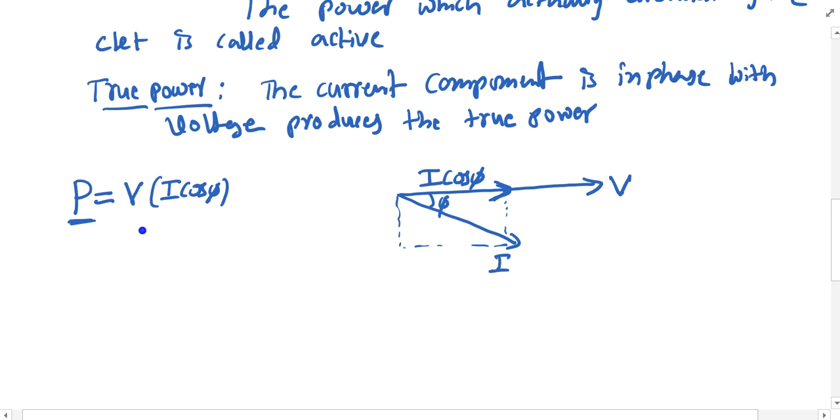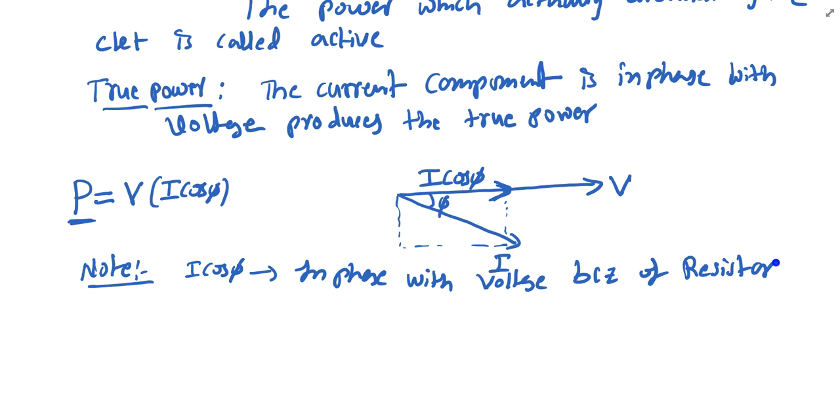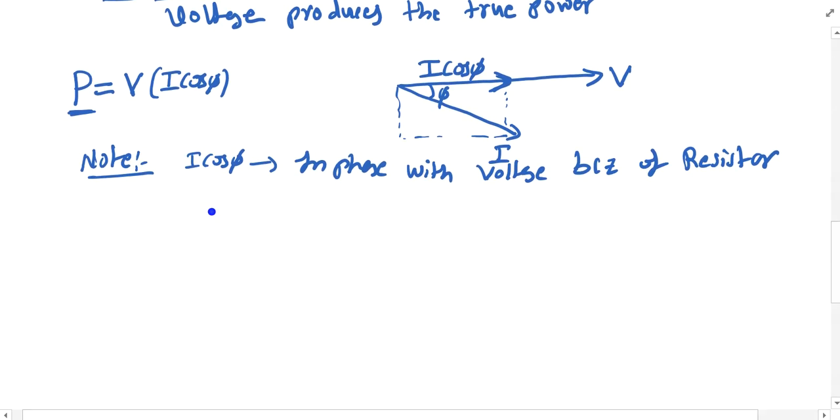Note here that this current component is in phase with the voltage because of the resistance present in the load. So that is the meaning of this. So now my active power, true power, is nothing but the actual power which is consumed by my circuit. This is VI cos phi.